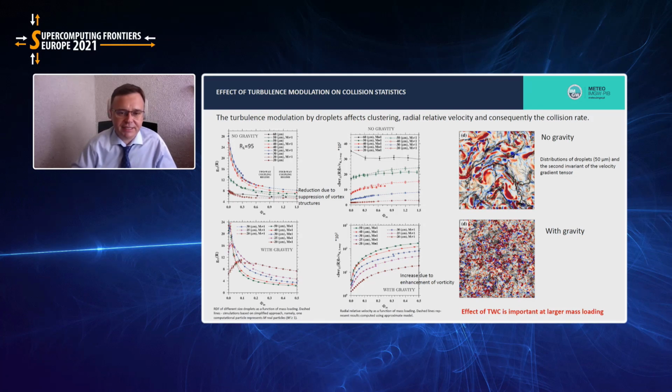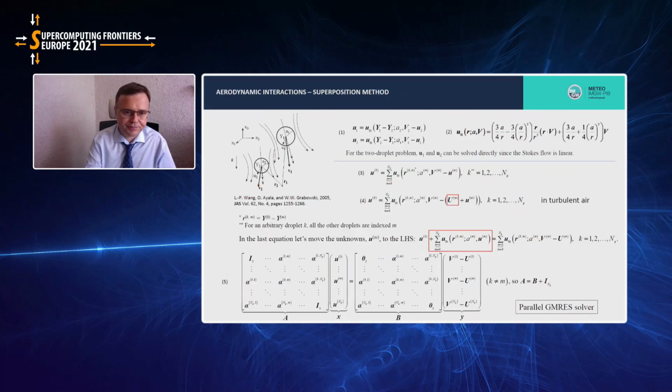But if we have gravity, the settling droplets may enhance the turbulent flow. They may generate new vertical structures, which for some droplets, low inertia droplets, for example 20 microns, produce some enhancement in the radial distribution function. And once the mass loading increases, we have more and more energetic eddies, which results in correlation in the droplets' motion, so the relative velocity between droplets significantly increases.